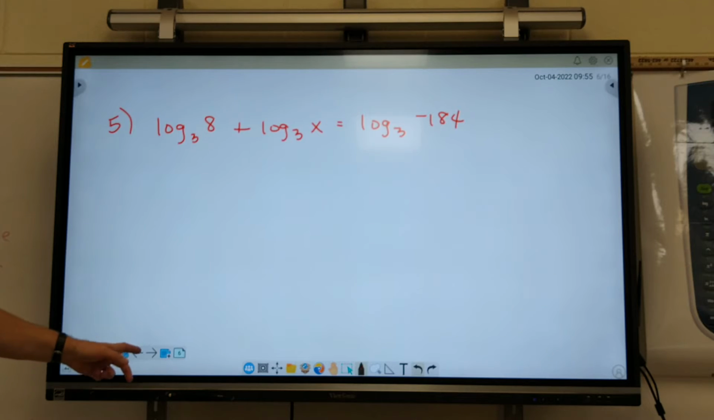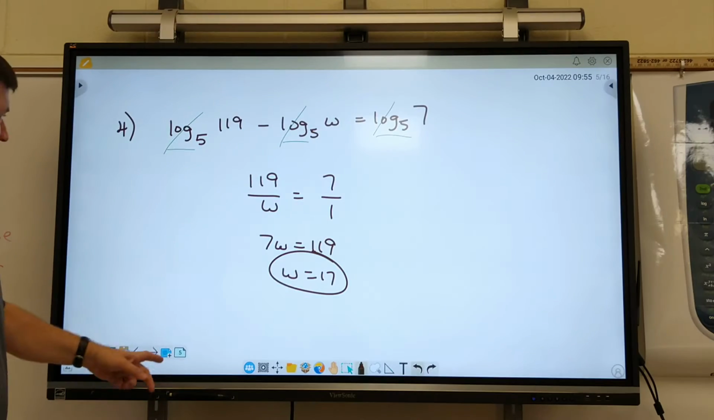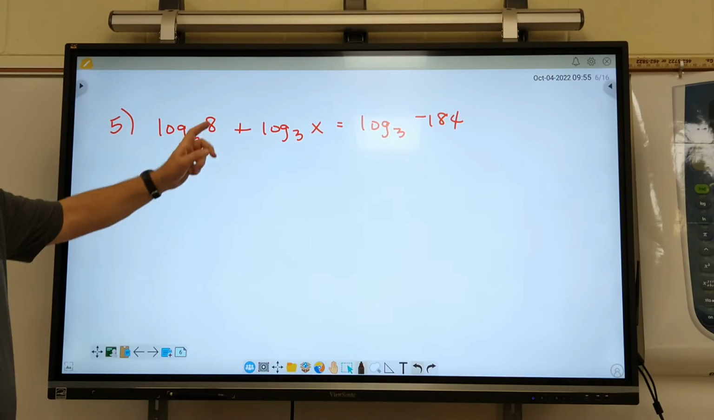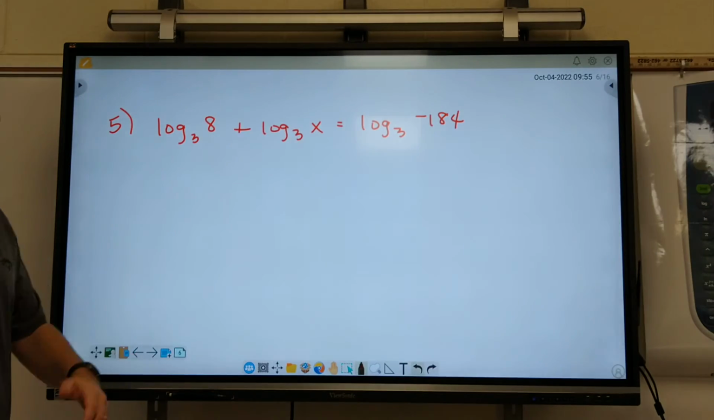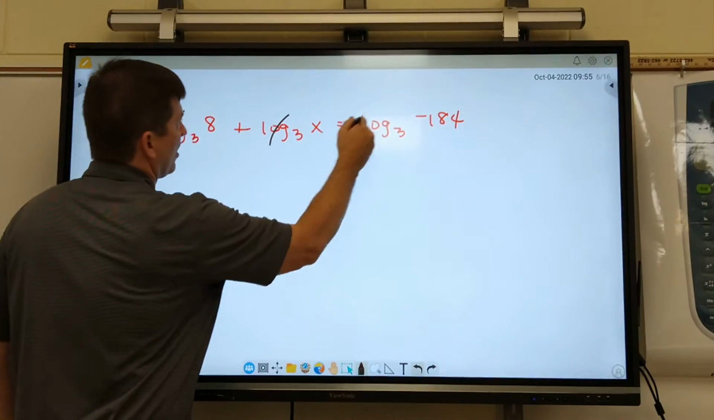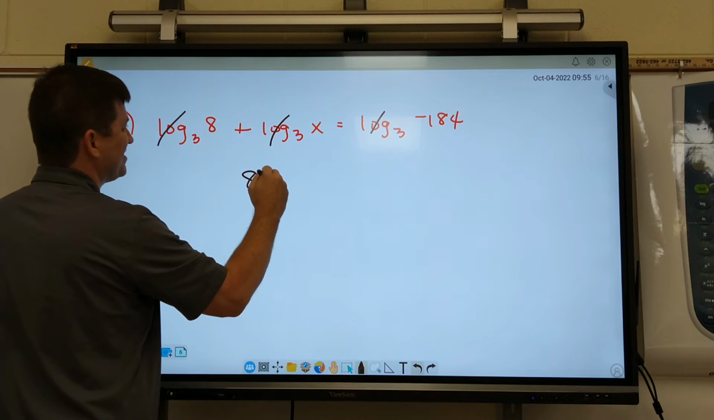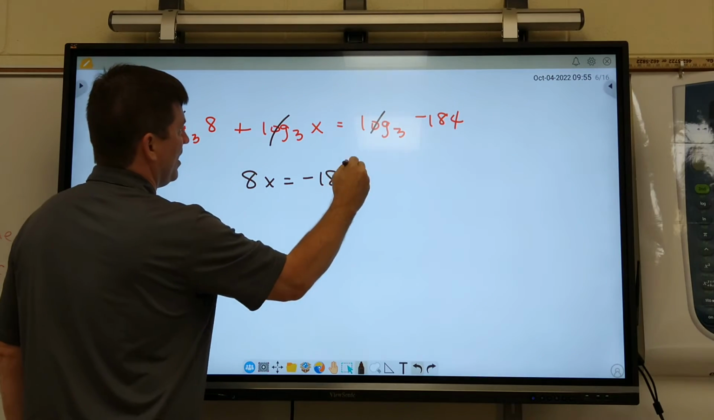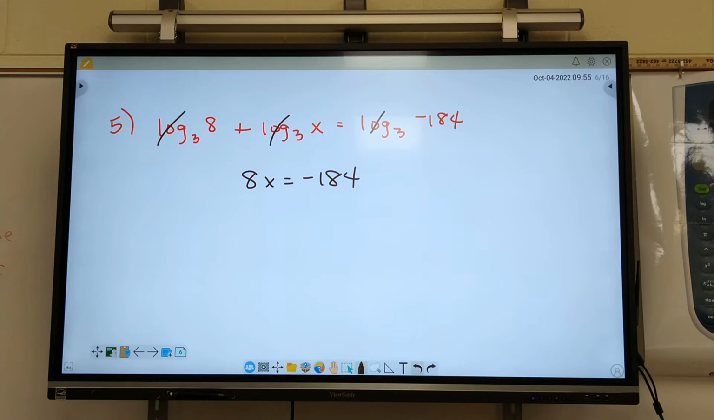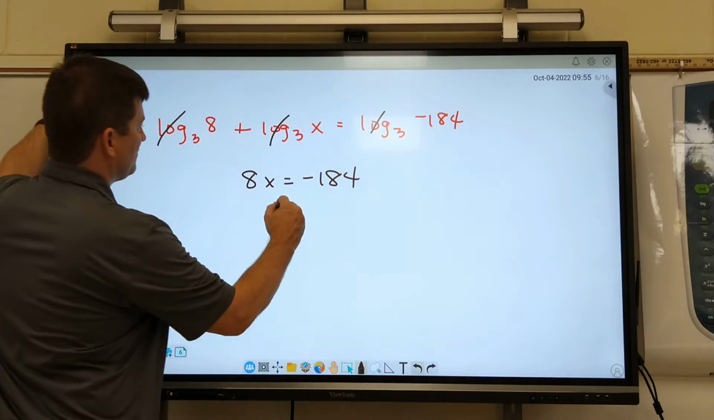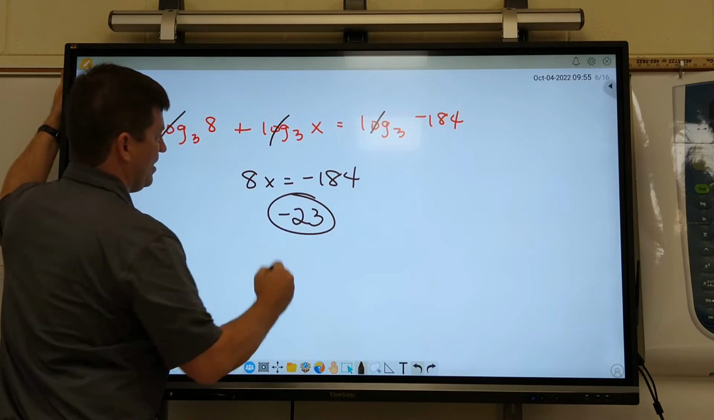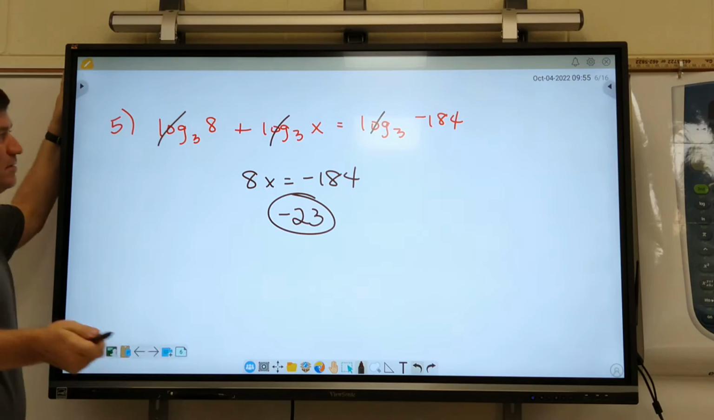Now look, 4 had a minus in the middle, so we had to divide. 5's got a plus in the middle, so you got times. Remember to mark out all your logs. So I got 8 times x equals negative 184. Jason, divide that for me, please. Negative 184 divided by 8 is negative 23.